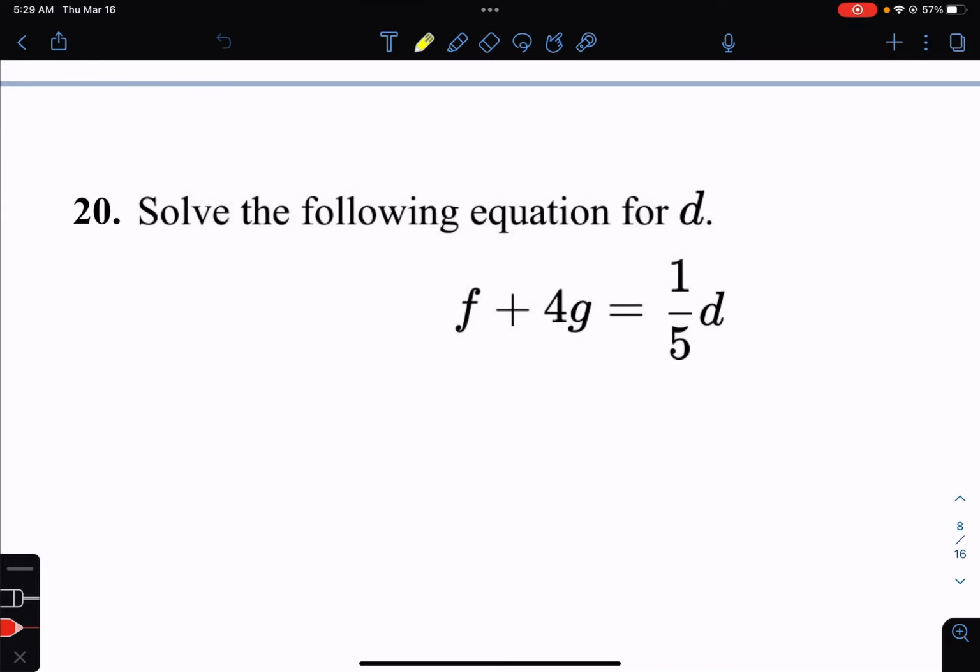Hi, Math 3 students. Today we're going to be going over how to solve literal equations. And basically what that means is we're going to work on trying to isolate a single variable.